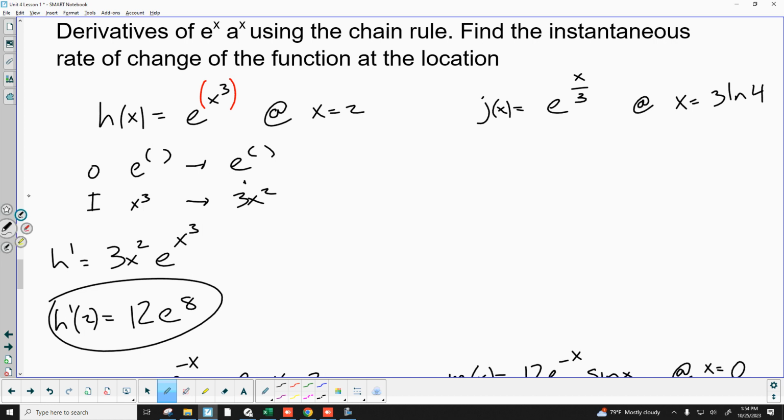Now that we know what to do with e to a power where the power is different than x, let's look at e to the x over 3. Now, this brings us to something that we'll talk about a little bit more. The derivative of e to the parentheses is e to the parentheses. What's the derivative of x over 3? Tell your neighbors. A lot of you will be wrong or confused, and it's not that bad.